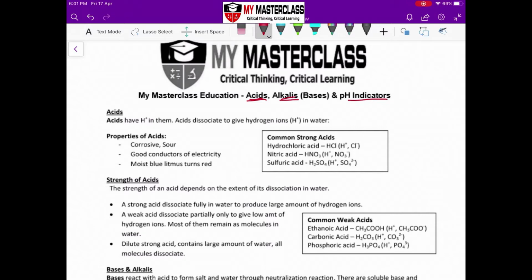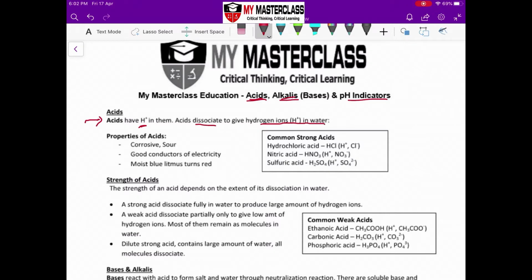There are certain special properties that make it an acid or an alkali. So we will be looking at these properties, exactly what they are. We have the definition of acids over here. Acids have H plus in them. Acids dissociate to give hydrogen ions in water.